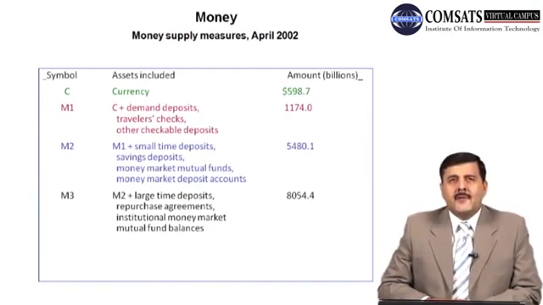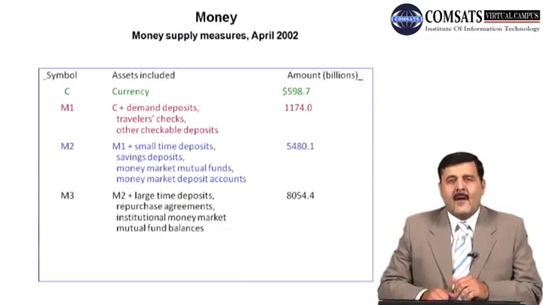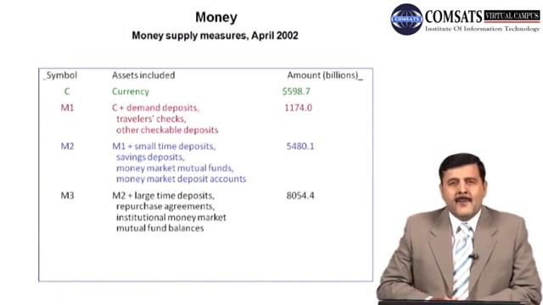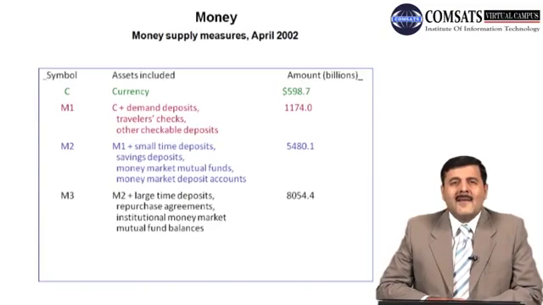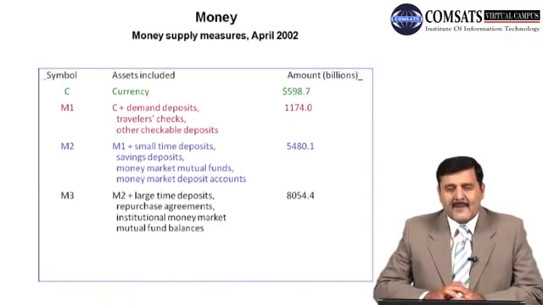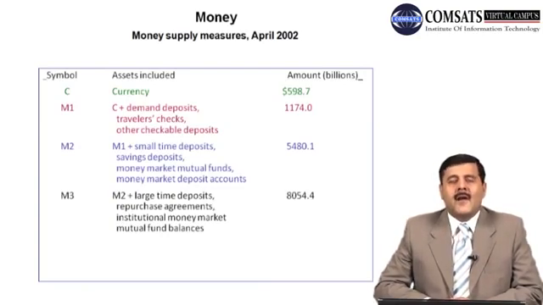Now the second definition of money supply, M2, is equal to M1, that is currency plus demand deposits, traveler's checks and other checkable deposits, plus some other things like small time deposits, those deposits which are in the bank for a short time period, saving deposits by the different people who save their money, plus money market mutual funds and money market deposit accounts. So M2 is the composition of M1 plus small time deposits, saving deposits, money market mutual funds, and money market deposit accounts. All these are included in M2, right?